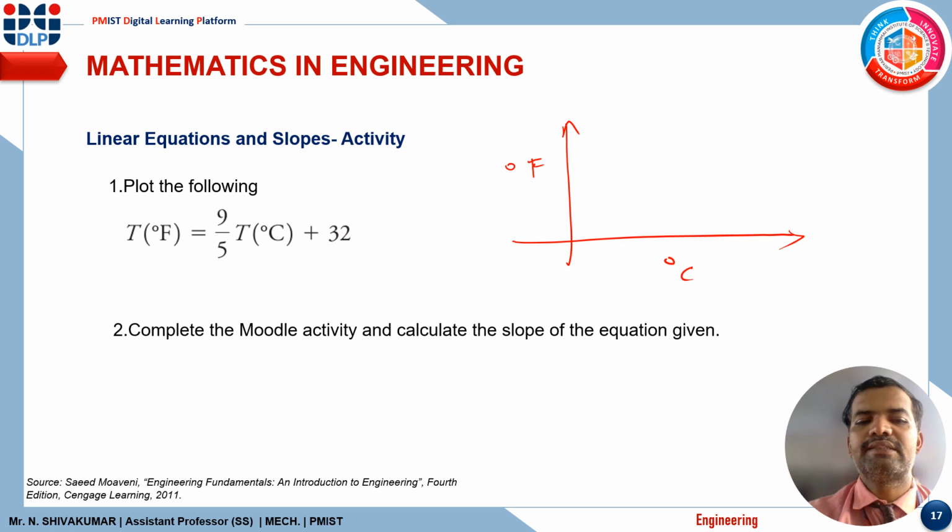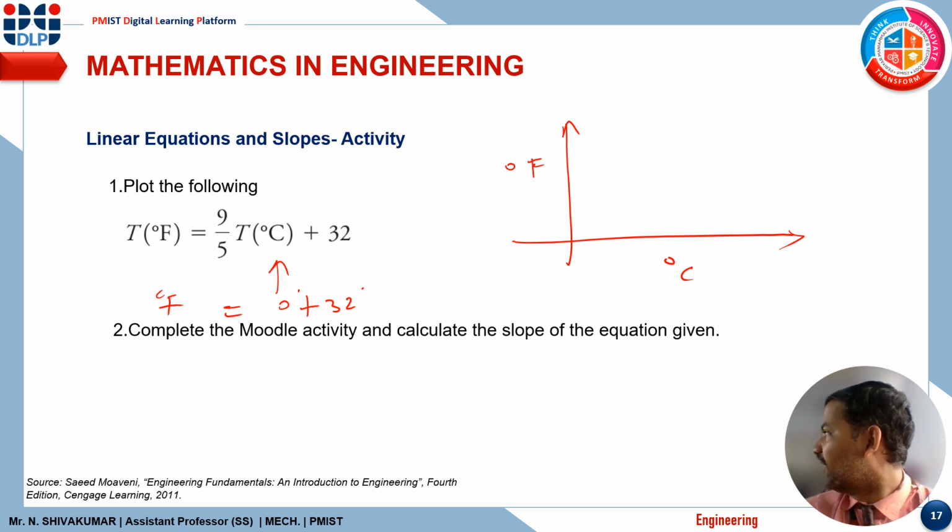What is this? Degree Celsius. You just put 0. If you put 0, then what is degree Fahrenheit? 9 by 5 into 0 becomes 0, plus 32. So 0 degree Celsius is equal to 32 degree Fahrenheit.